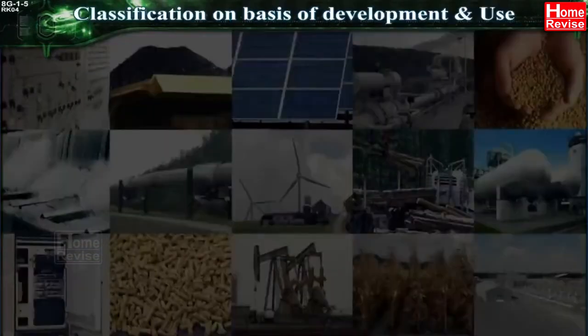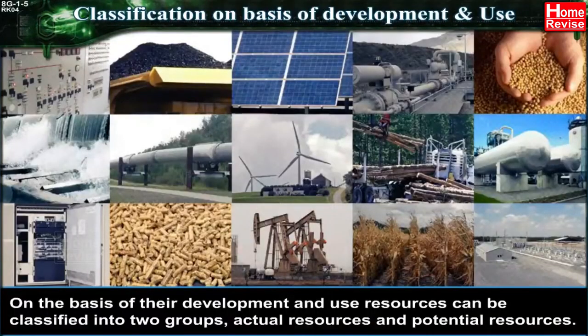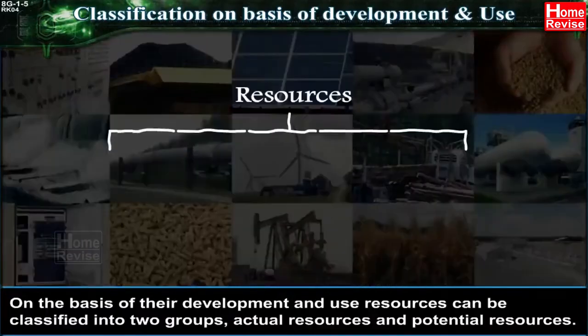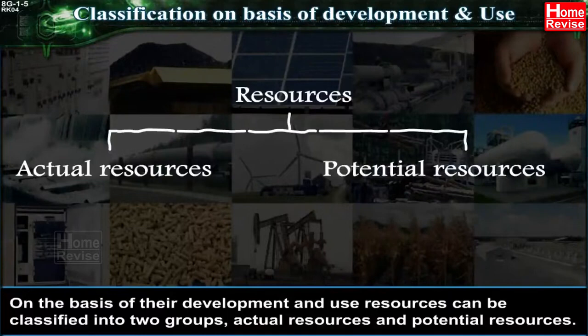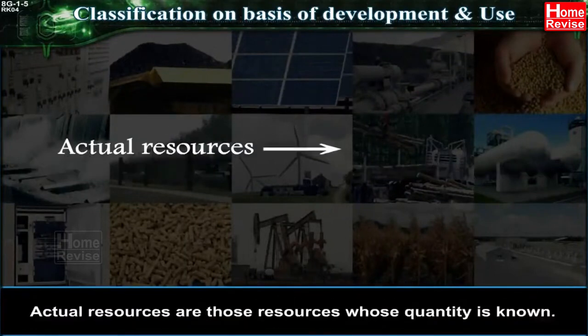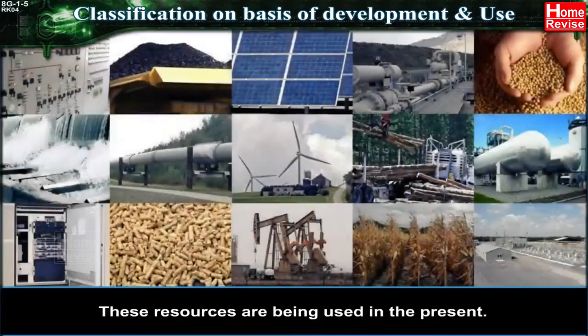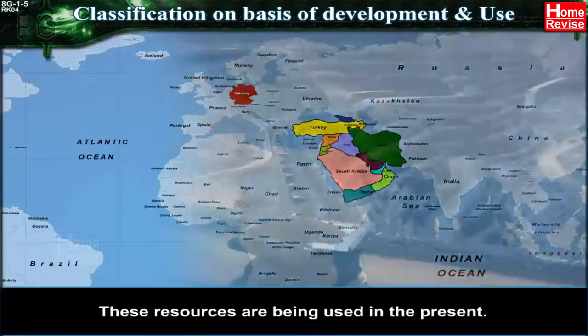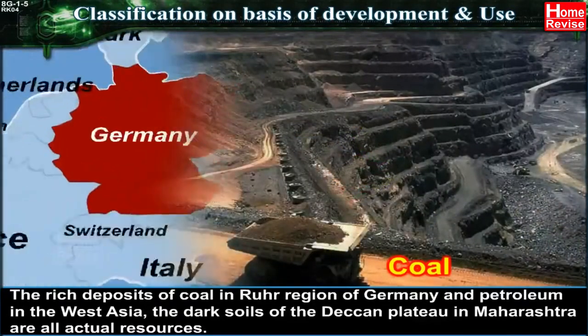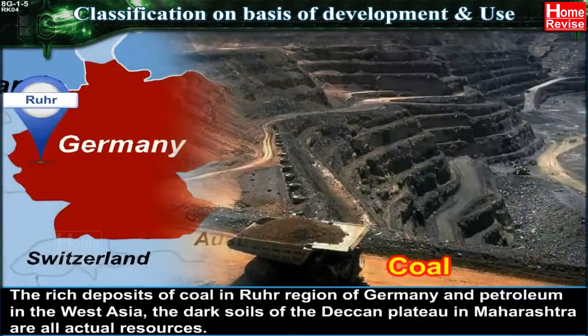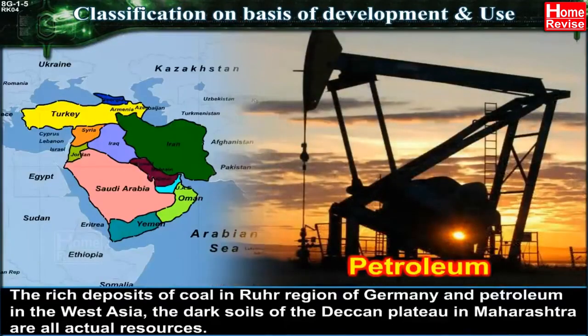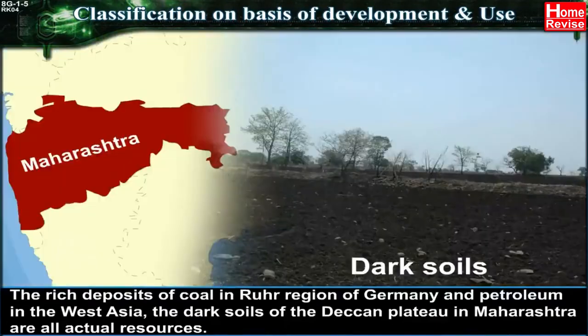Classification on basis of development and use. On the basis of their development and use, resources can be classified into two groups: actual resources and potential resources. Actual resources are those resources whose quantity is known. These resources are being used in the present. The rich deposits of coal in Ruhr region of Germany and petroleum in the West Asia, the dark soils in the Deccan Plateau in Maharashtra are all actual resources.